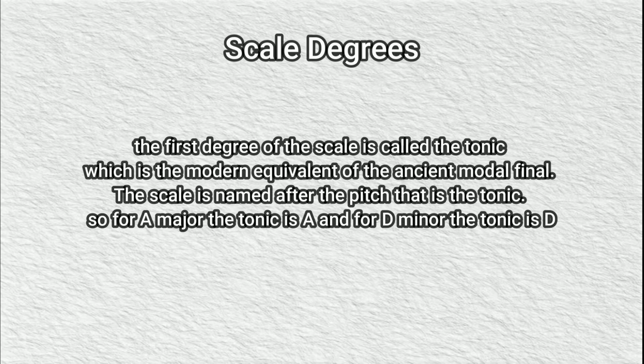And each of those degrees has a name. The first degree of the scale is called the tonic, which is the modern equivalent of the ancient modal final. The scale is named after the pitch that is the tonic. So for A major, the tonic is A, and for D minor, the tonic is D.